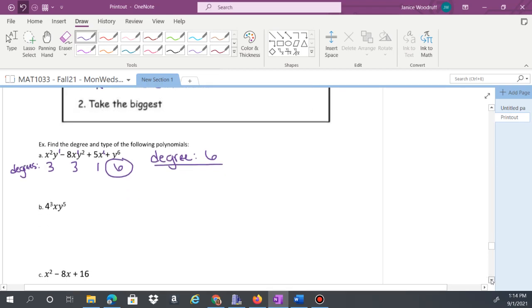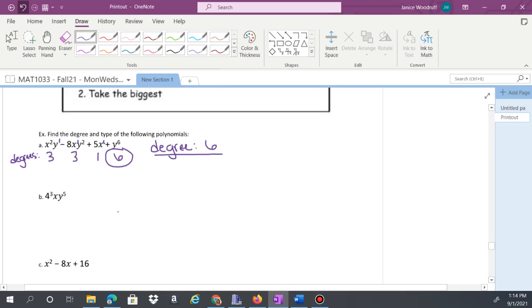Now B, how many terms is it? It's 1 term, so this is a monomial. Now, when I'm looking at this, remember, you're not looking at the degree of the coefficient. This is 4 to the 3rd, but that's also just 64 if I simplify it. So when I want the degree, I'm just looking at the variable. So I look at x to the 1st, y to the 5th, and I add those together, which gives me a degree of 6.